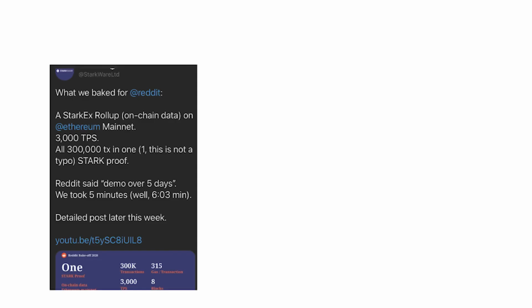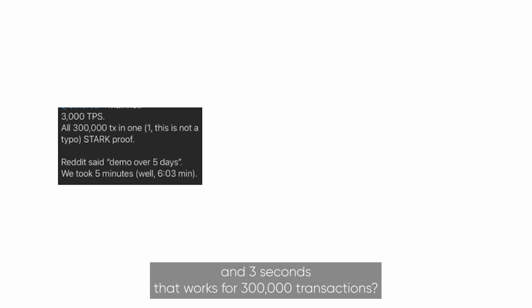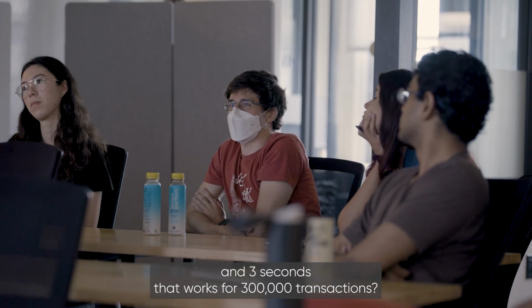So I'll give you an example of some language that I think can be confusing if you haven't seen it before. Here's a tweet from Stark where they said we had 3,000 transactions per second, all 300,000 transactions in one proof, and it took us 6 minutes 3 seconds. Does anyone want to suggest a natural interpretation for what that means? So what does 3,000 transactions per second and 6 minutes total mean? They produce a proof in 6 minutes and 3 seconds that works for 300,000 transactions.